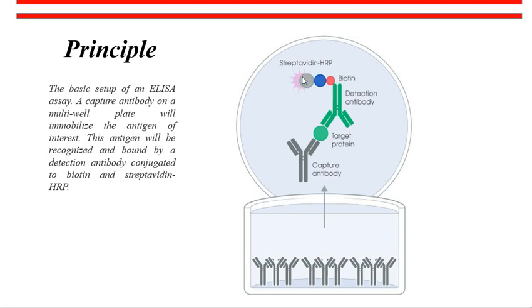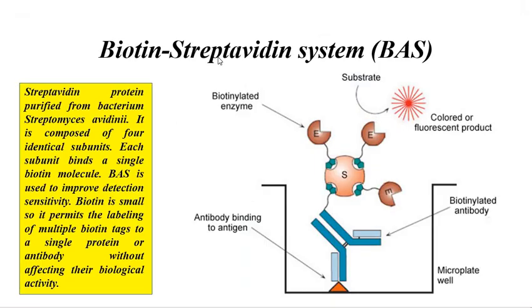But you can see here that in order to attach the horseradish peroxidase enzyme to the detection antibody, streptavidin and biotin are used. Now, why are these two proteins used? For conjugation of the enzyme with the detection antibody. The biotin-streptavidin system, or BAS, is actually used to conjugate an antibody with the reporter molecule.